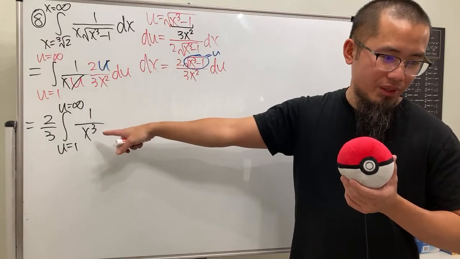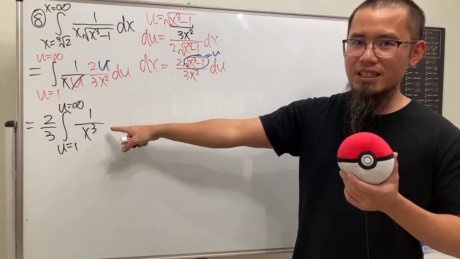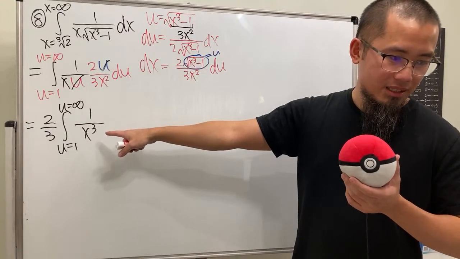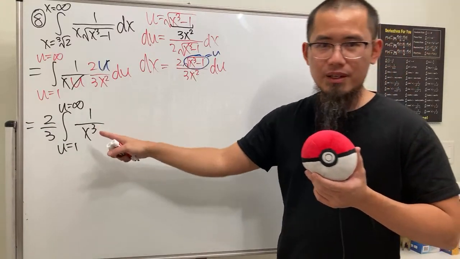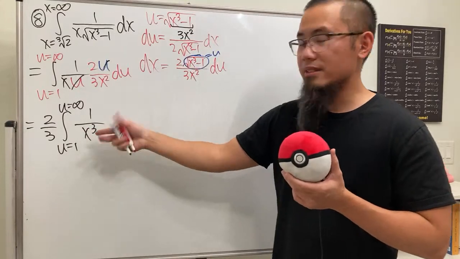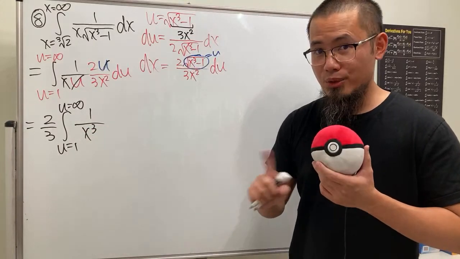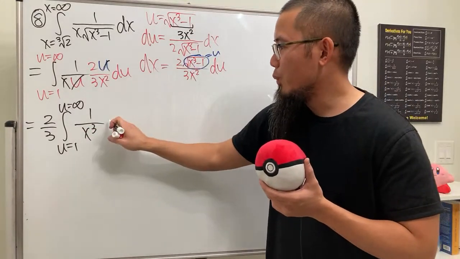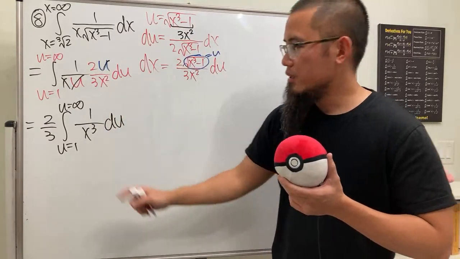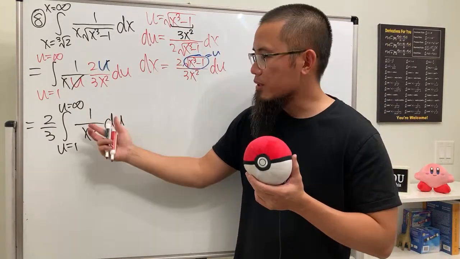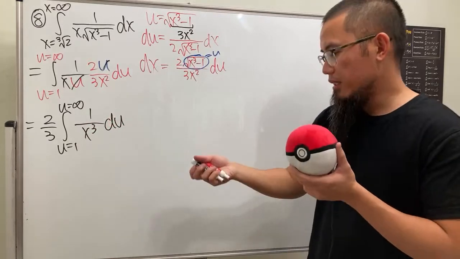But anyway, can we integrate that? Can we write this as x to the negative 3 power and integrate that? No. And the reason is because we are in the u world. So do not look at x to the third power as x to the negative 3 and then integrate there.